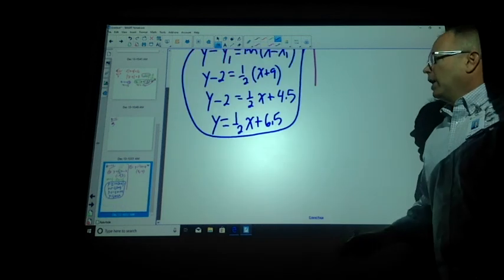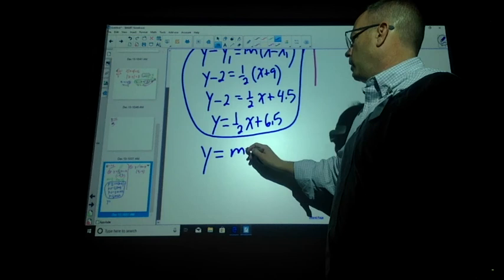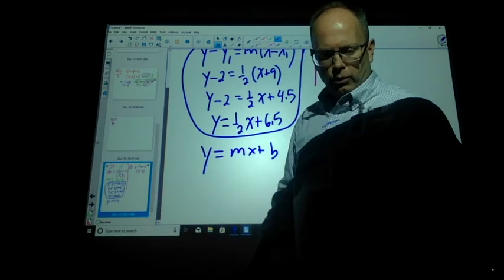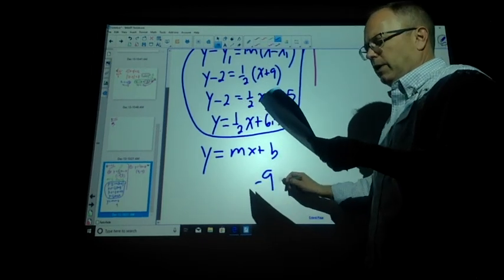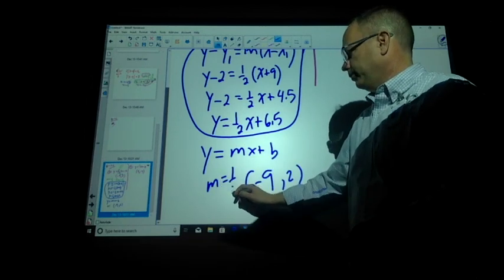If you saw Algebra 1 at your middle school, they do this. They're like, hey, we're going to use y equals mx plus b. And we have this point that was given to us, which was -9 and 2. And we had the slope that was 1/2.